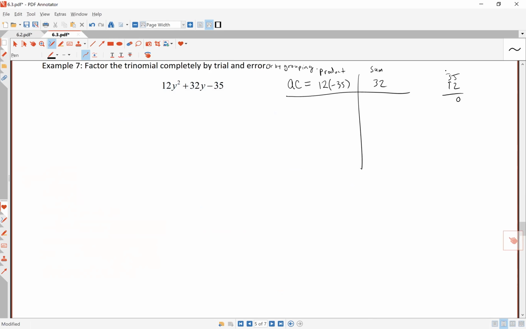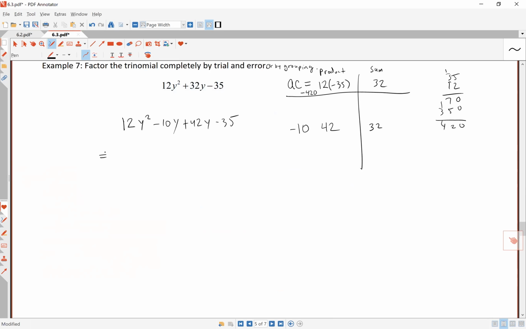35 times 12 is 420. Negative 420. That adds to 32. So we have a lot of numbers to try here. When I see 420, I think of 10 and 42. Putting the negative on the smaller one, that is the pair of numbers that will give us 32. Replacing 32y with negative 10y plus 42y.